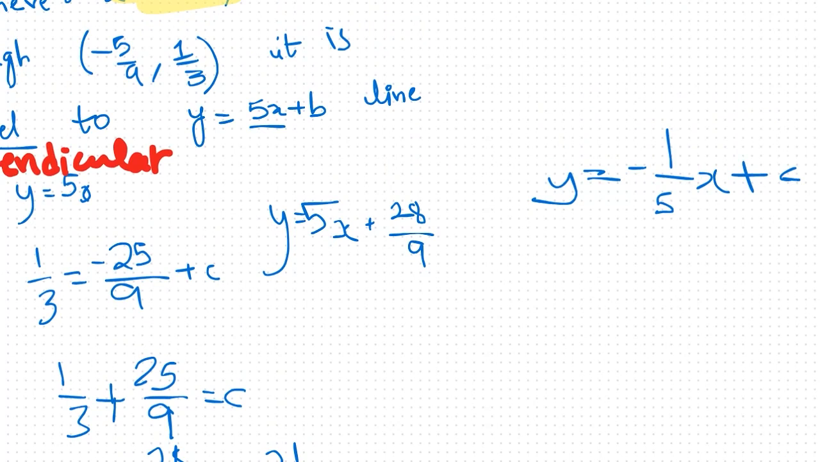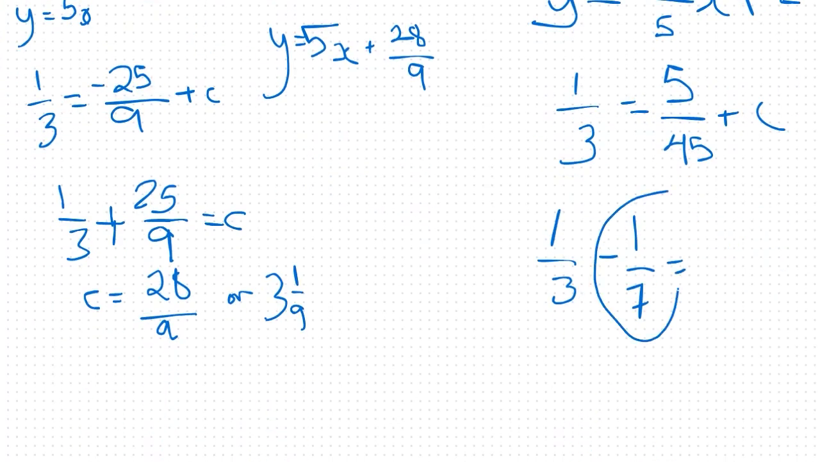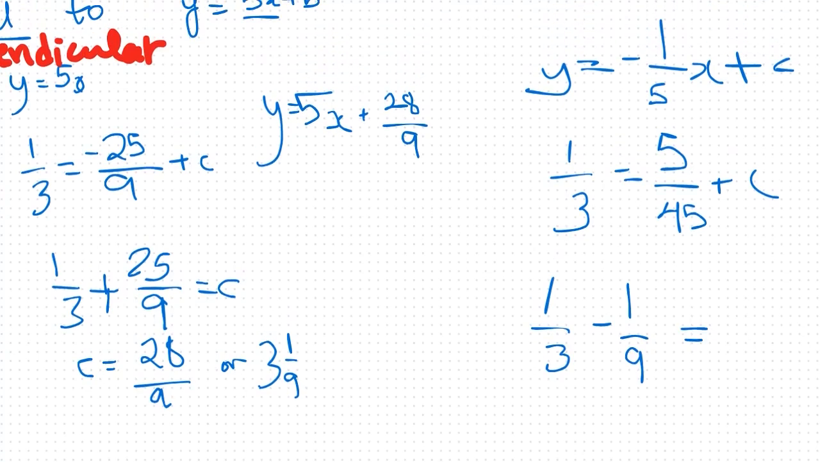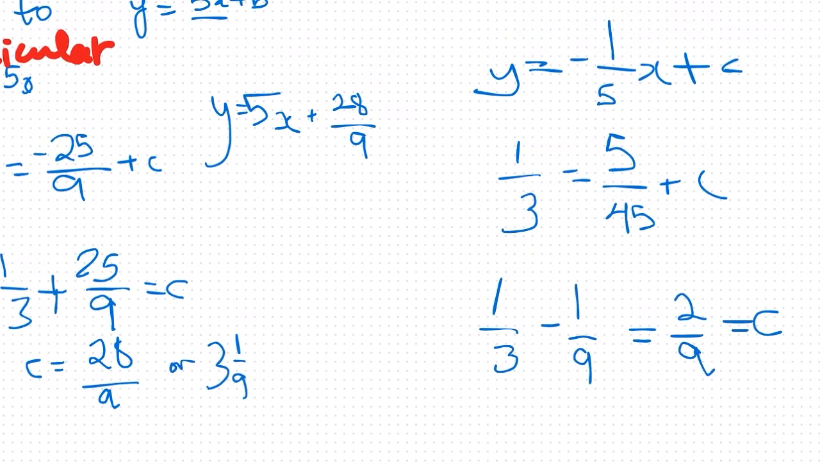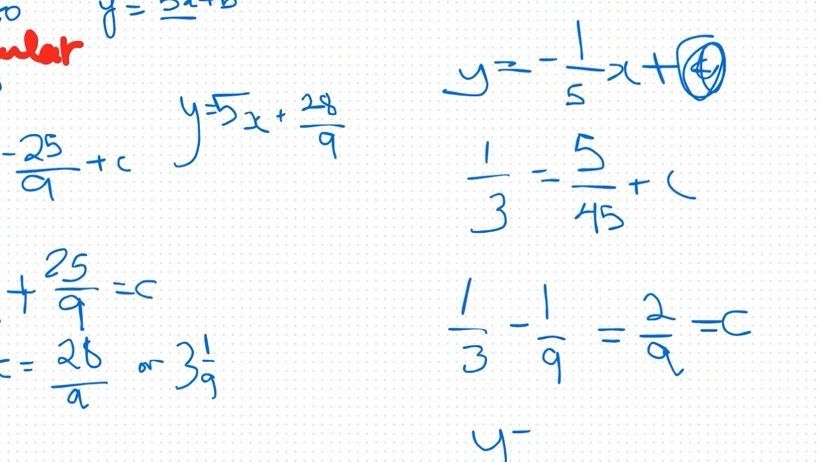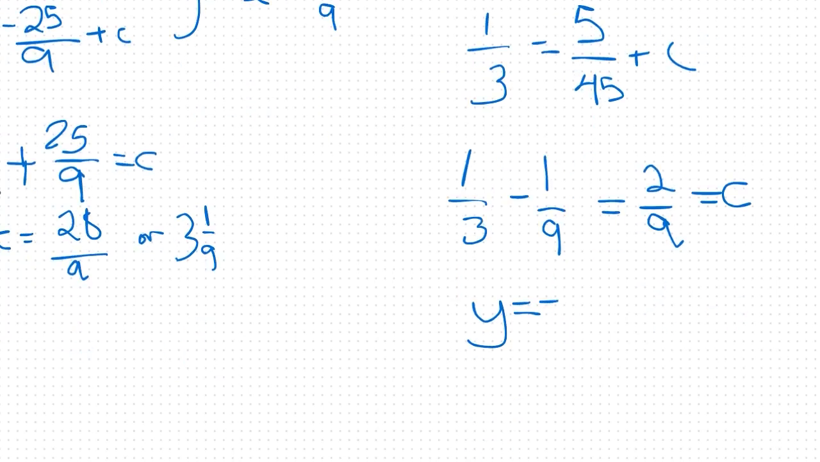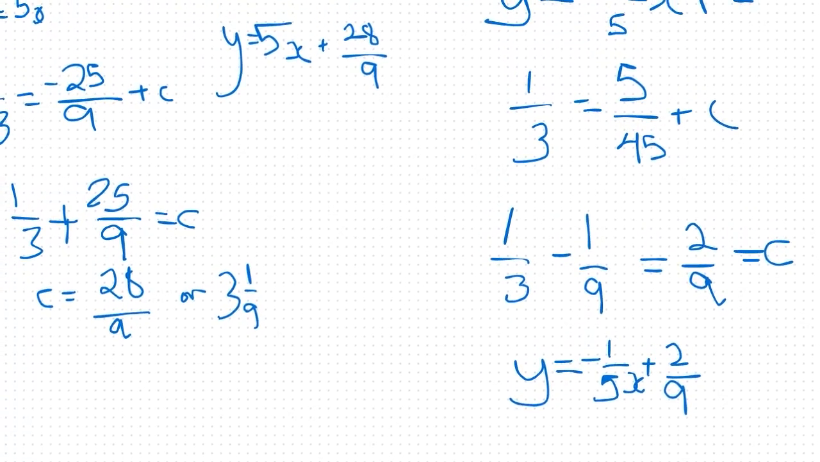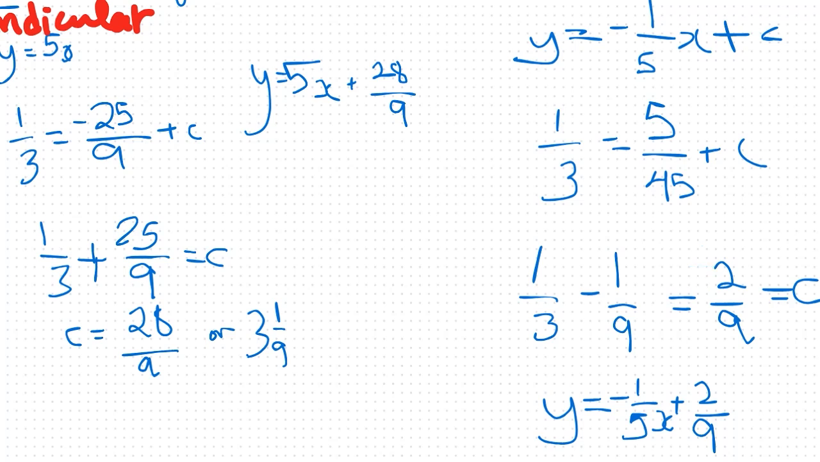Using these coordinates, we have 1/3 plus 1/5 into 5/9, plus c. So this is 1/45. So 1/3 minus 1/45 equals 14 over 45, equals c. So you can erase this c and directly paste the value. Plus or minus? Plus, right? Yeah. So that is it.